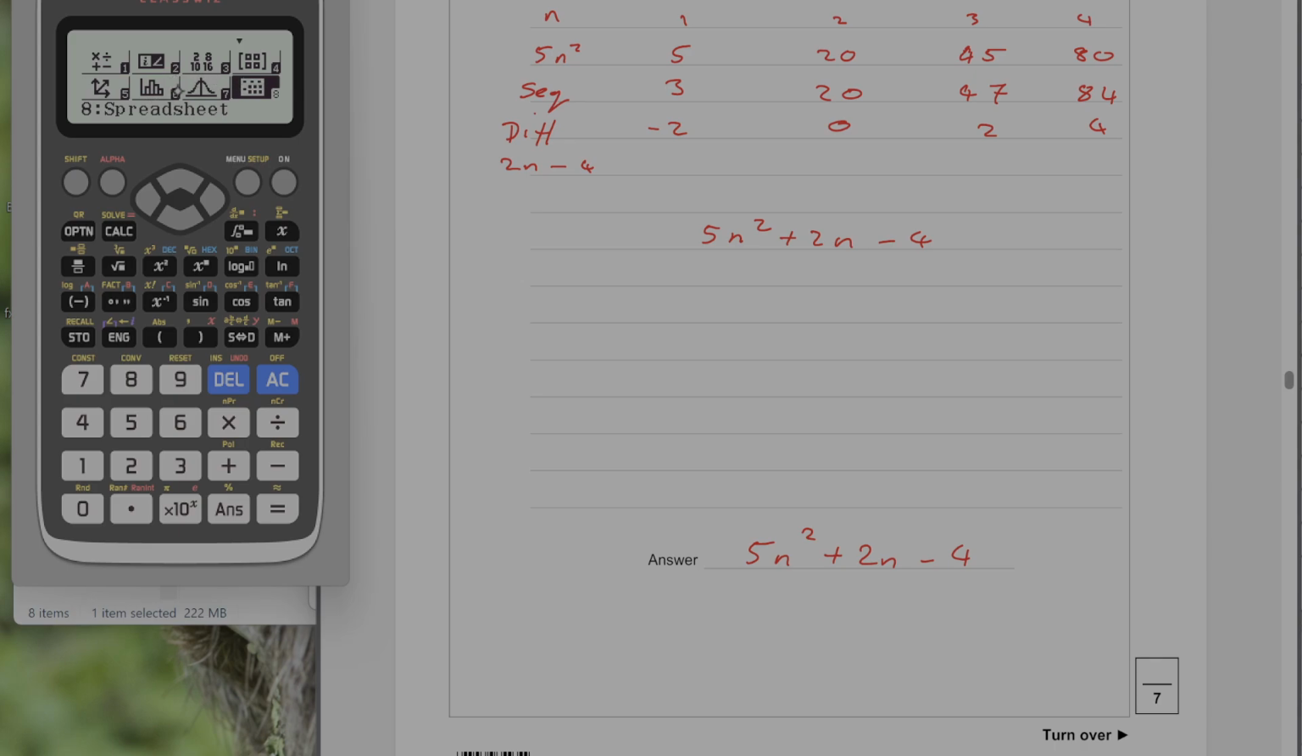So I'm just trying to get used to this calculator. There we go, 9. So 5x squared plus 2x minus 4. I don't want a second function. I want to start at 1. That's fine. So that gives us 3, 20, 40. Yeah, that works. Okay.